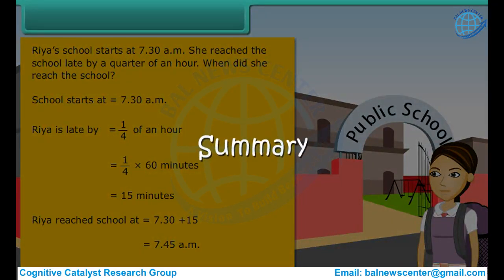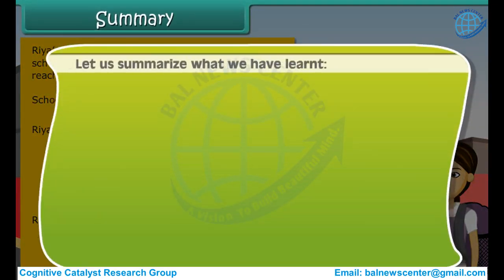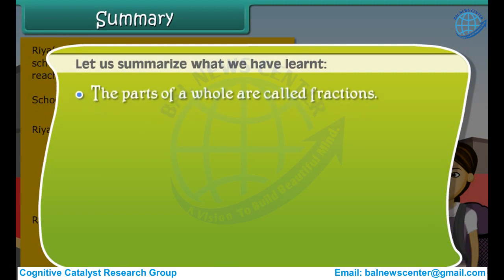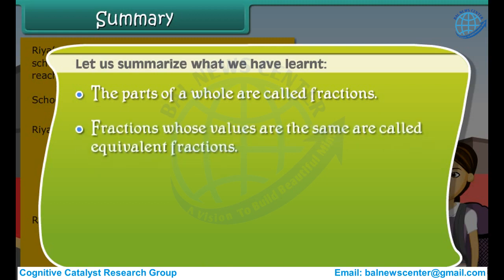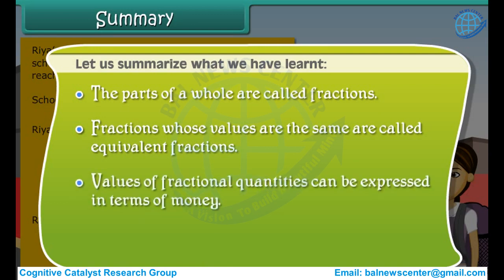Summary. Let us summarize what we have learned. The parts of a whole are called fractions. Fractions whose values are the same are called equivalent fractions. Values of fractional quantities can be expressed in terms of money.